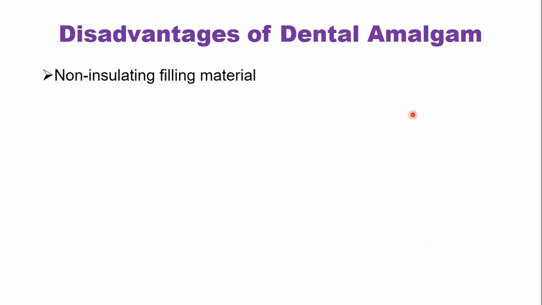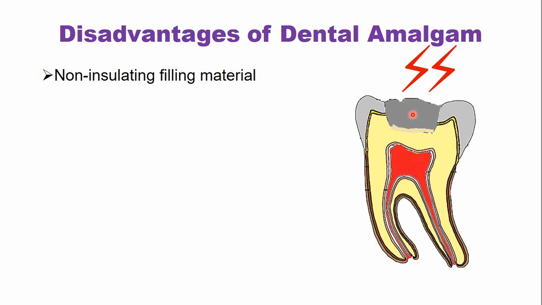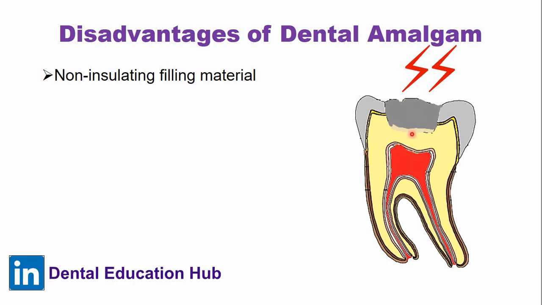Amalgam is a non-insulating filling material. It means it can easily transmit hot and cold stimulus to the dental pulp, because this filling contains metal lines. Therefore, a barrier material is required just below the amalgam restoration to protect the dental pulp from this non-insulating filling material.